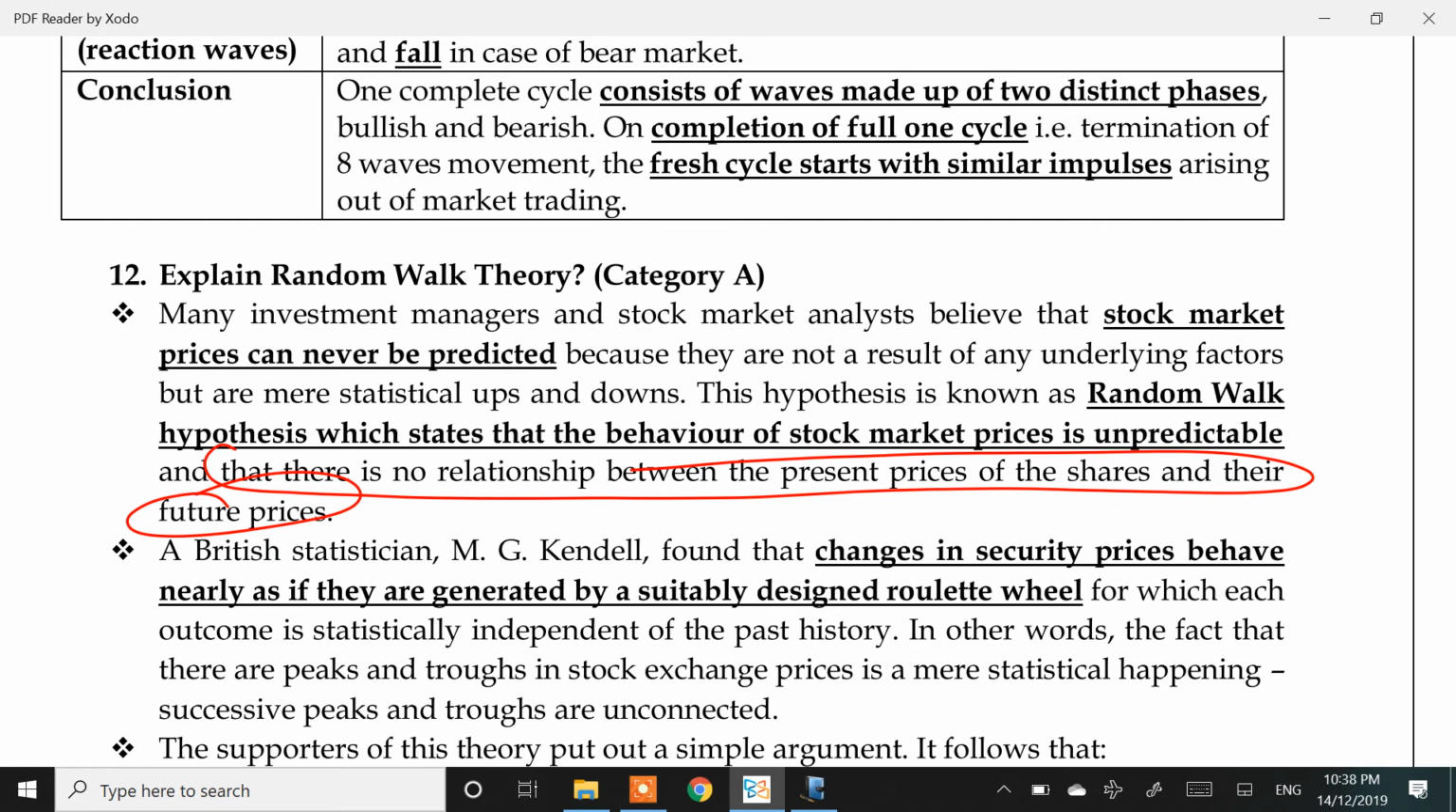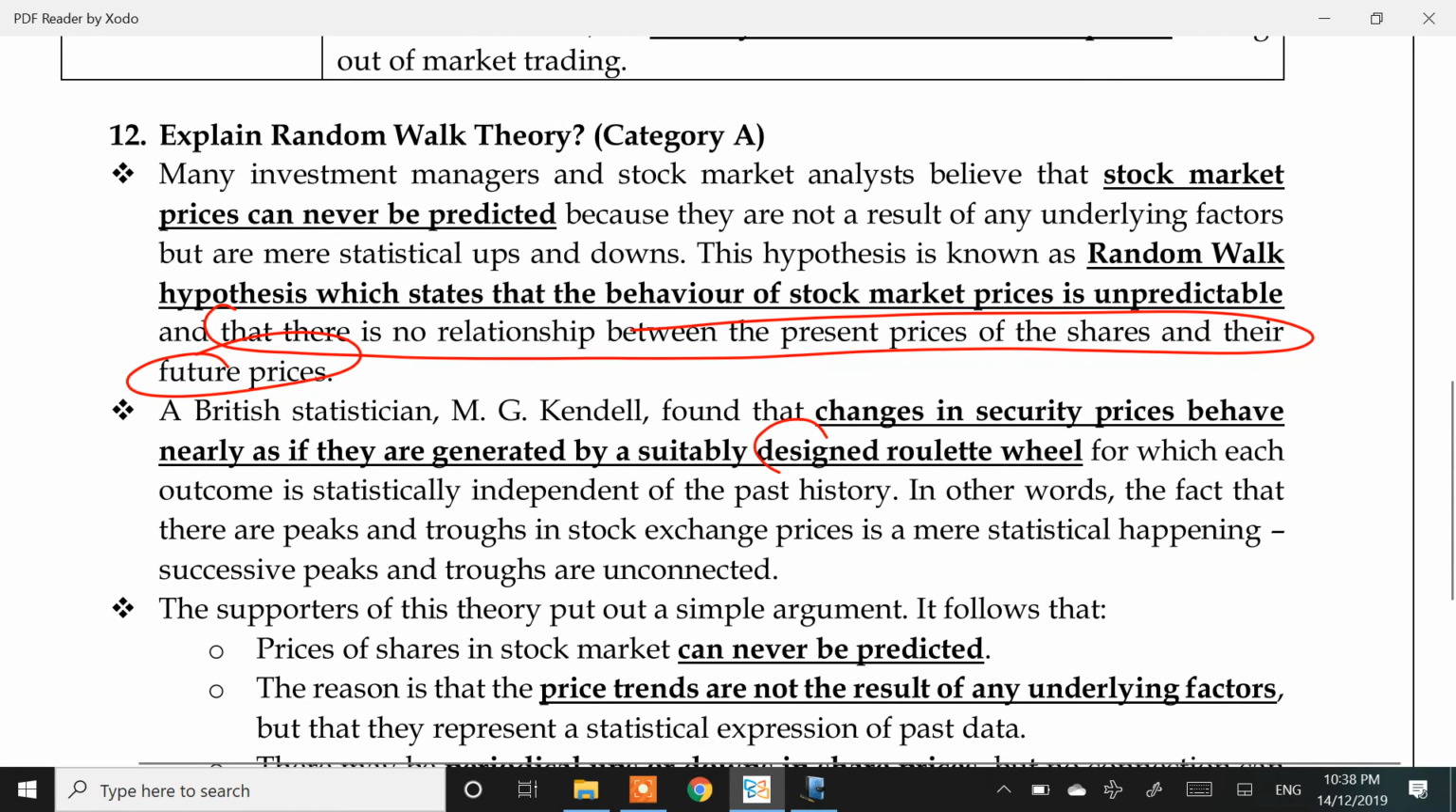If you see a suitably designed roulette wheel, when I throw in the ball, it can go and stick to any number. It can be 2, it can be 10, it can be 15, it can be 20, it can be 25, and it's impossible for anybody to predict the stock market prices. That is what random walk theory is saying.